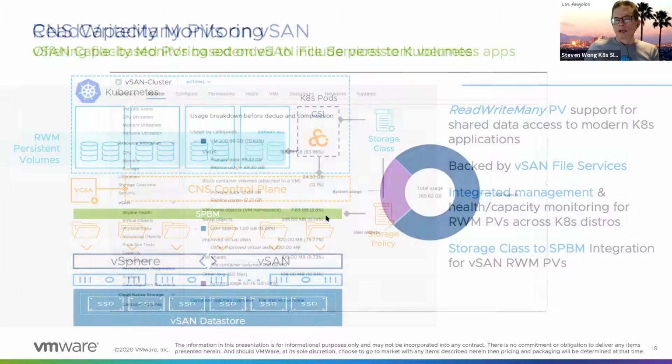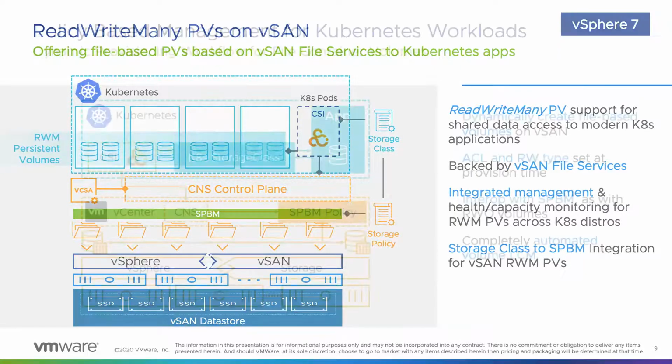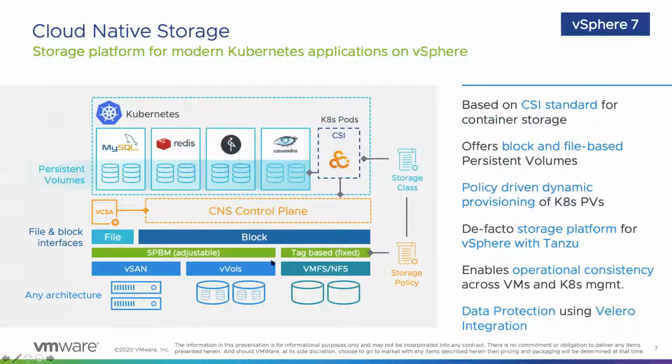So if I wasn't running vSAN and was on vVol or some other form, does that mean I don't have read write many? Right. We have vVol support for block volumes, which is read write once. So we support read write once on VMFS, NFS, vVols, and vSAN, but read write many support is only available for vSAN. Okay.